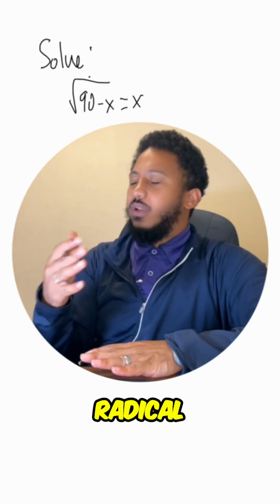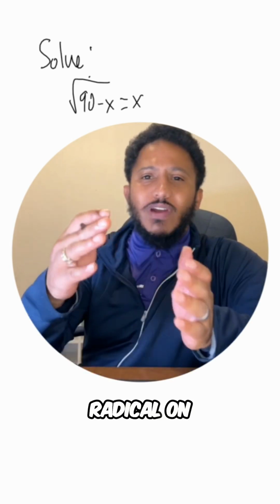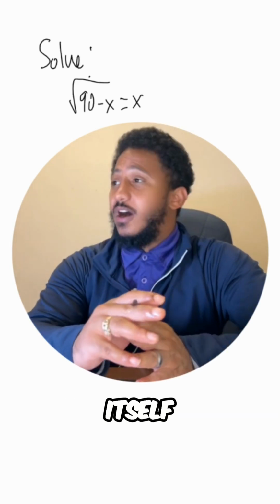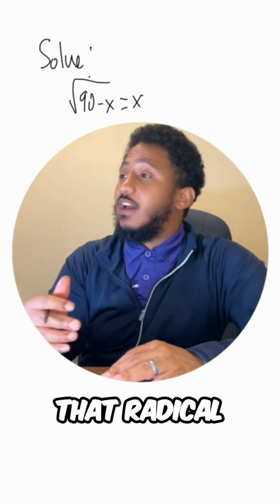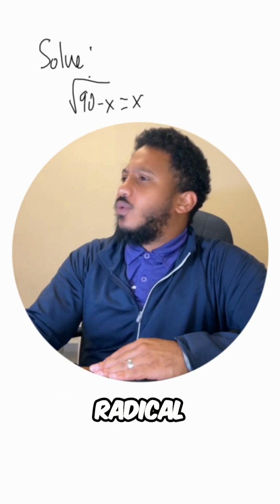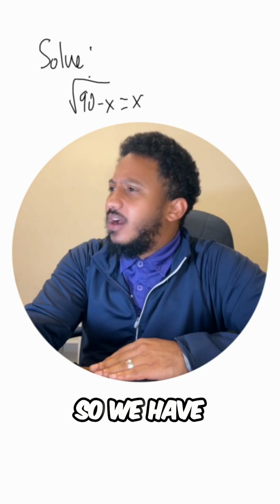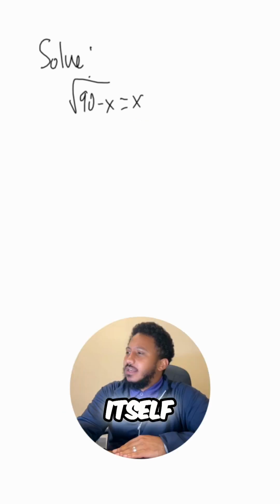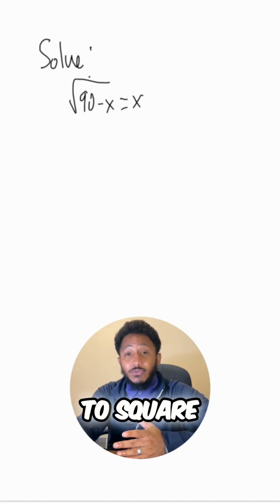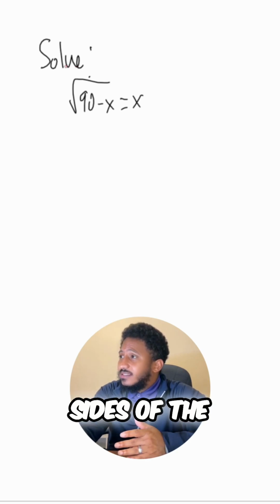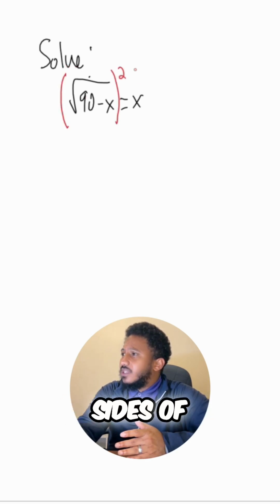So in solving radical equations, our goal is to get the radical on a side by itself so that we can raise both sides to some power to kind of get rid of that radical. So like here, we have the radical on a side by itself, right? So we have the square root on a side by itself. And so now we get rid of that radical by raising both sides to its square root. So we square both sides of the equation, okay? Square both sides of the equation.